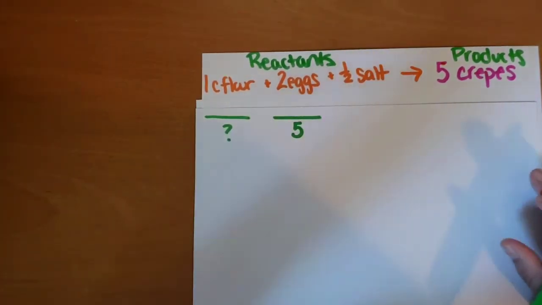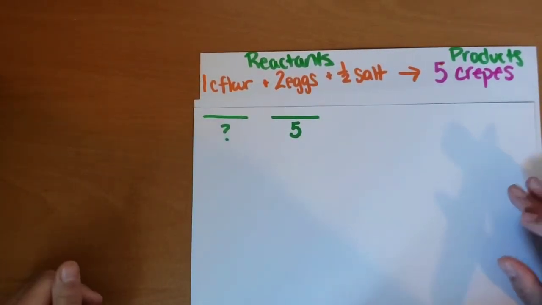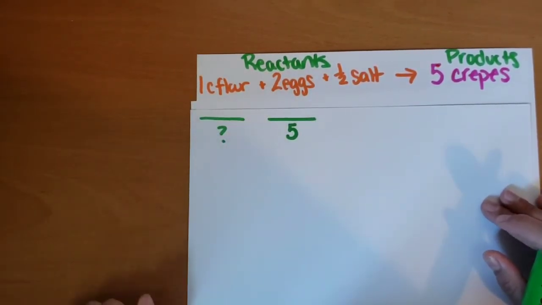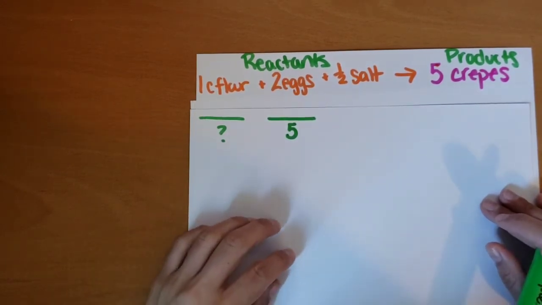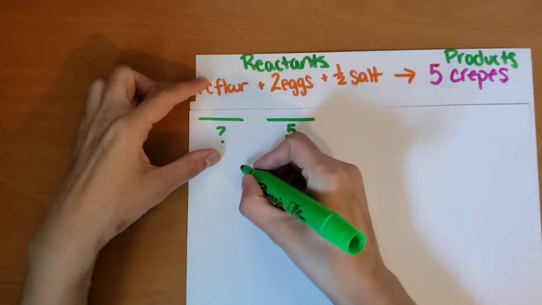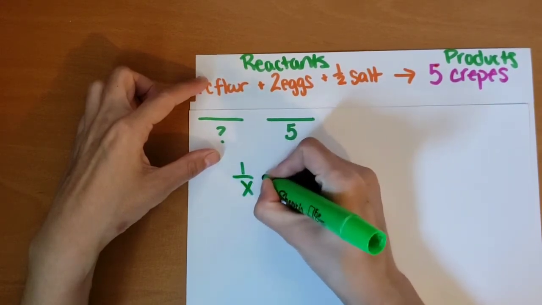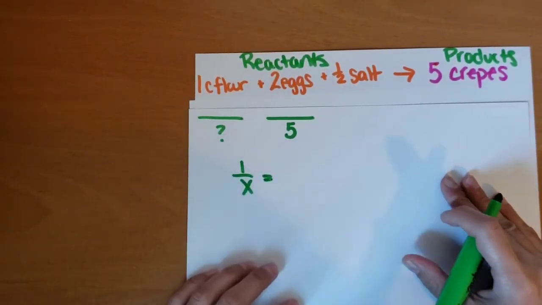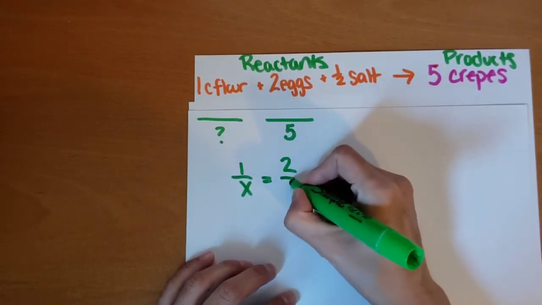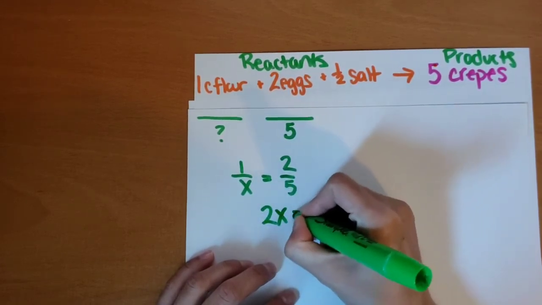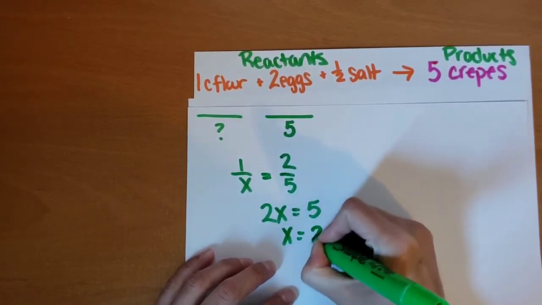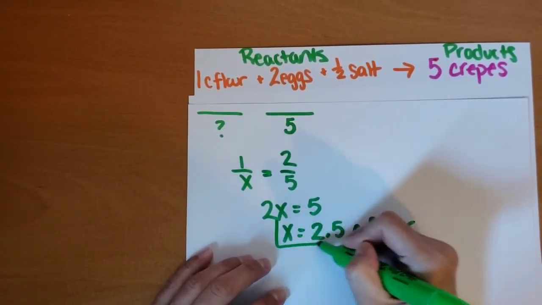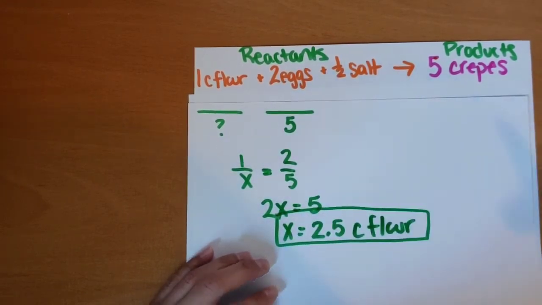Say I have some eggs that are about to go bad and I want to use them up. If I have 5 eggs in my refrigerator, how many cups of flour would I need to make crepes with all 5 eggs? So I can set up a proportion again. And I'm getting my proportion or my fraction by just underlining and writing what I know underneath. So once I have this, I see that 2x equals 5. X equals 2.5, so I will need 2.5 cups of flour in order to completely use up all 5 eggs.